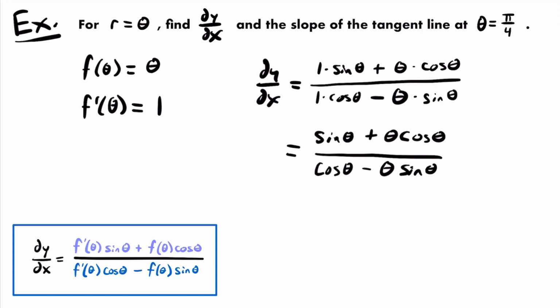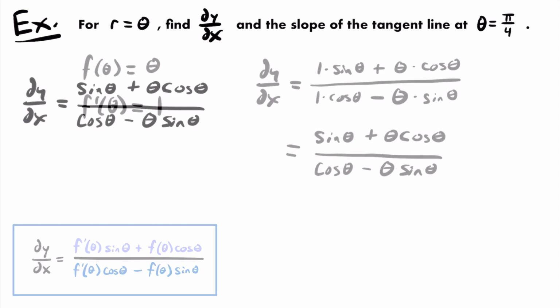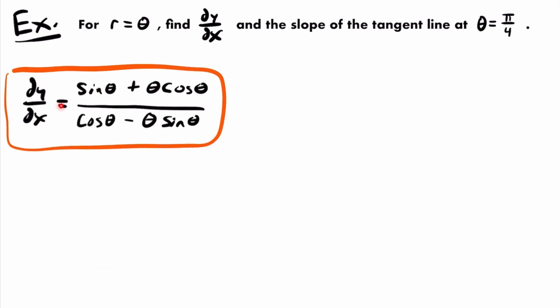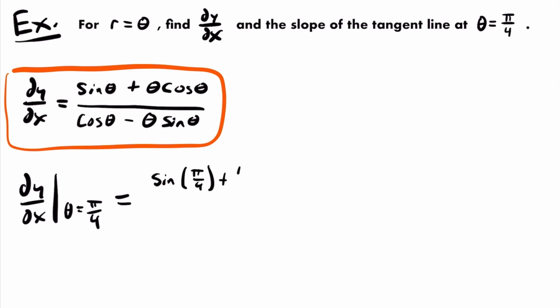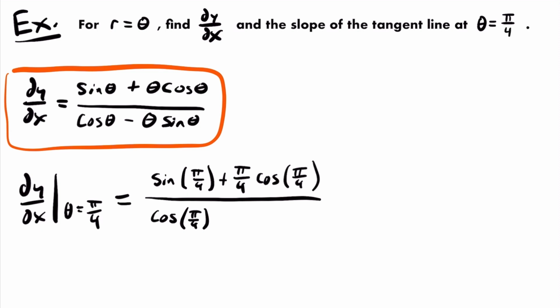The only thing left to do now is to plug in our value of theta to find the slope at that angle. So let's do that next. We already finished the first part of the problem, which was to find dy/dx, our derivative. Now let's use that derivative and evaluate it at theta equals pi divided by 4. That's going to be equal to sine of pi/4 plus pi/4 times cosine of pi/4, and that will be divided by cosine of pi/4 minus pi/4 times sine of pi/4. So we just replaced each of these thetas with pi divided by 4.